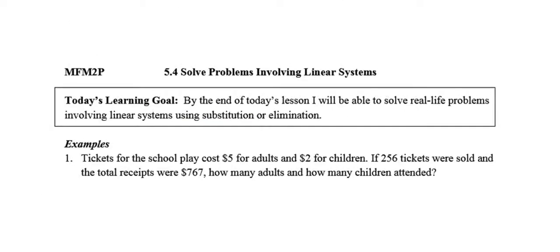Okay, so we're going to do a word problem here. The first word problem says tickets for the school play cost $5 for adults and $2 for children. If 256 tickets were sold and the total receipts were $767, how many adults and how many children attended? So the very first thing you always want to do for word problems is you want to declare your variables. So I always, if you're stuck, I always go to the question mark in the question and I look at what's being asked because that's your unknown.